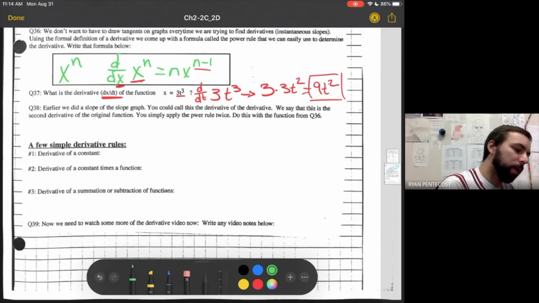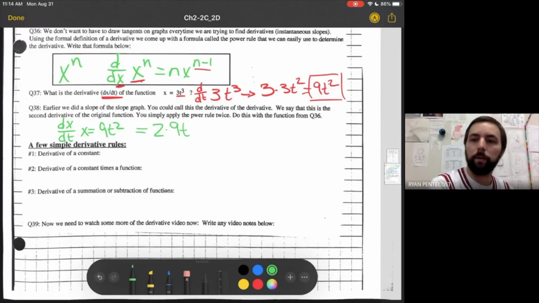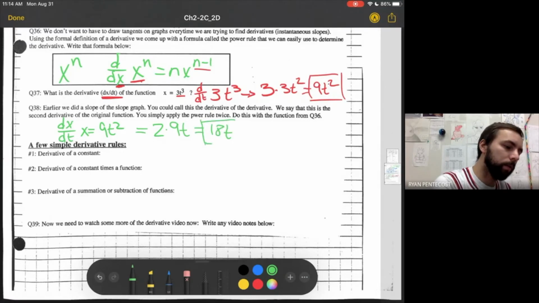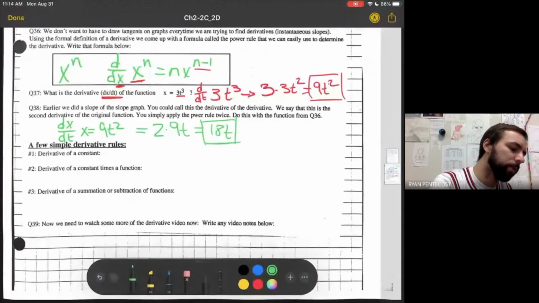So if we take dx dt of x equals 9t squared, right? Then that would mean that we take the exponent and bring it down and multiply. So you have 2 times 9t, and then you subtract 1 from your exponent, 2 minus 1 being 1. So that would yield 18t. So that would be the double derivative of the original x. My notation's a little off there.